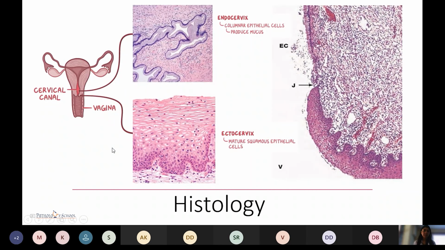wherein carcinoma cervix was divided into three categories: squamous cell carcinoma, adenocarcinoma, and other epithelial tumors. The other epithelial tumors comprised adenosquamous carcinomas, adenoid cystic carcinomas, adenoid basal, neuroendocrine, and undifferentiated carcinomas.